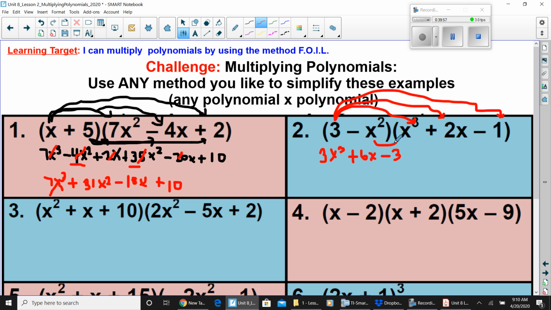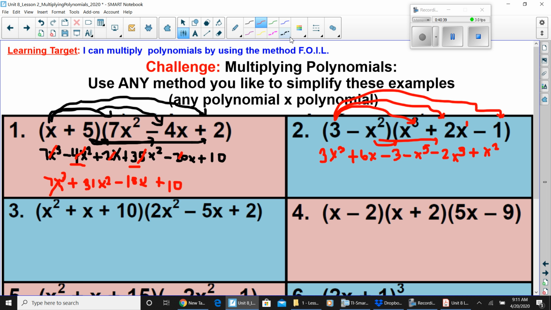Now we move over to the negative x squared. Negative x squared times x to the third is negative times a positive, so it's negative x to the fifth. Negative x squared times positive 2x is negative 2x to the third. Remember, there's a 1 there. Negative times a negative is definitely positive, and that's negative x squared times negative 1, which is positive x squared.